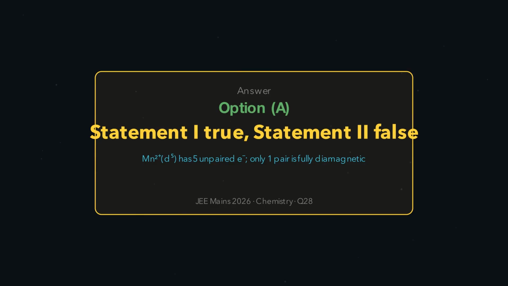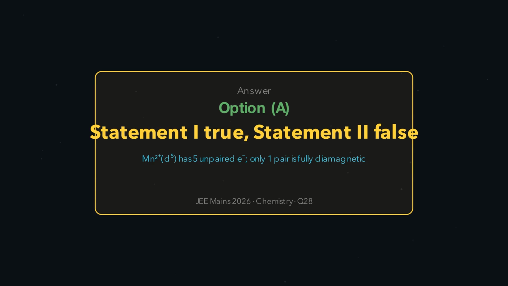Ni2+ here is d8 with 2 unpaired electrons, so it's paramagnetic. Ni(CO)4 has nickel in zero oxidation state, giving d10, fully paired, diamagnetic. And [Ni(CN)4]2- is square planar with strong field cyanide, forcing d8 to pair completely. Also diamagnetic. The first 2 pairs each contain [NiCl4]2-, which is paramagnetic, so those pairs are out. Only the pair containing Ni(CO)4 and [Ni(CN)4]2- are both diamagnetic. That's just 1 pair, not 2.